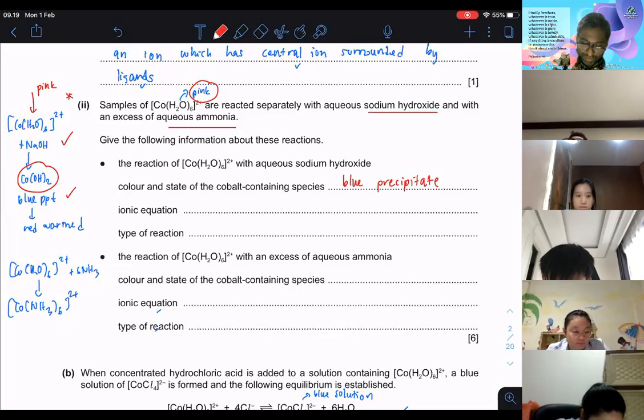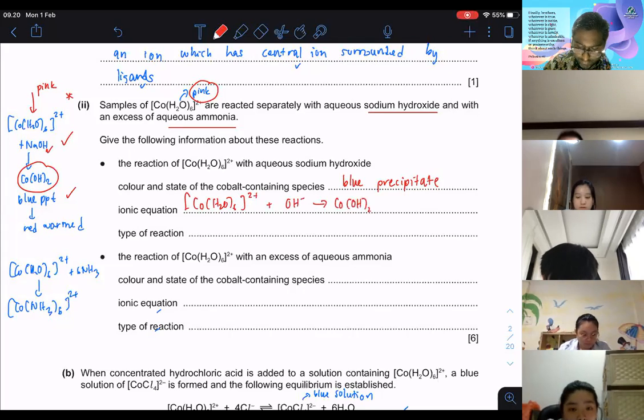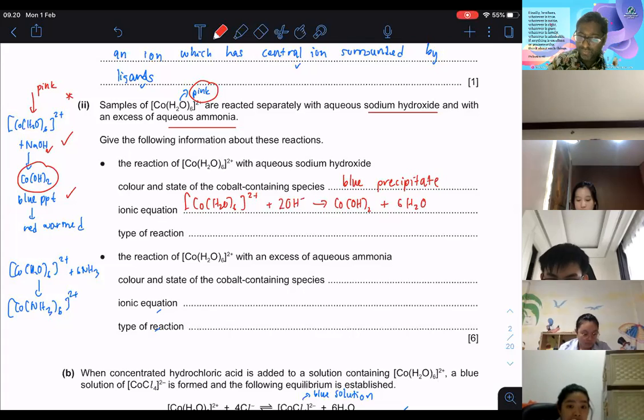And then the ionic equation. You just write down [Co(H2O)6]2+ plus OH minus, because I don't want sodium hydroxide, we want ionic, to give you cobalt hydroxide solid plus 6 H2O, as all the remaining water has been removed. But just check, OH you need 2, so you need to put 2 there. So this is going to be your ionic equation.